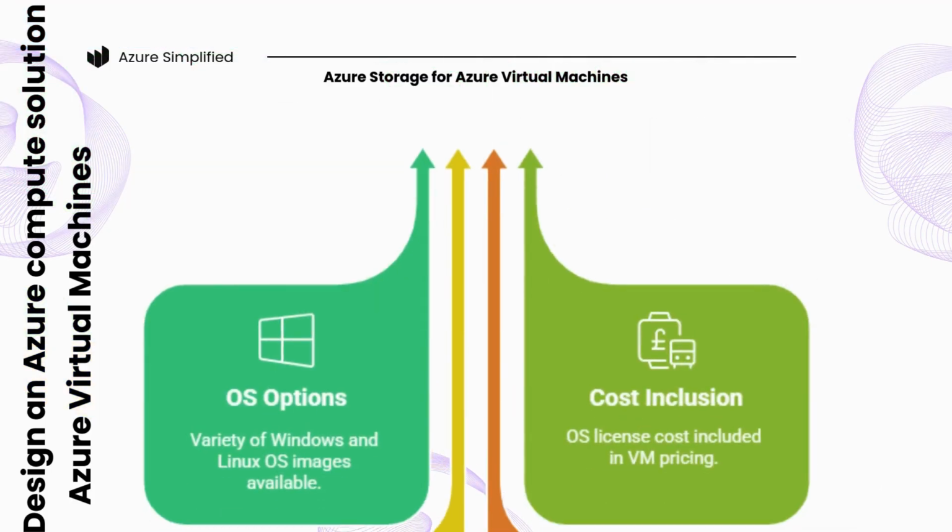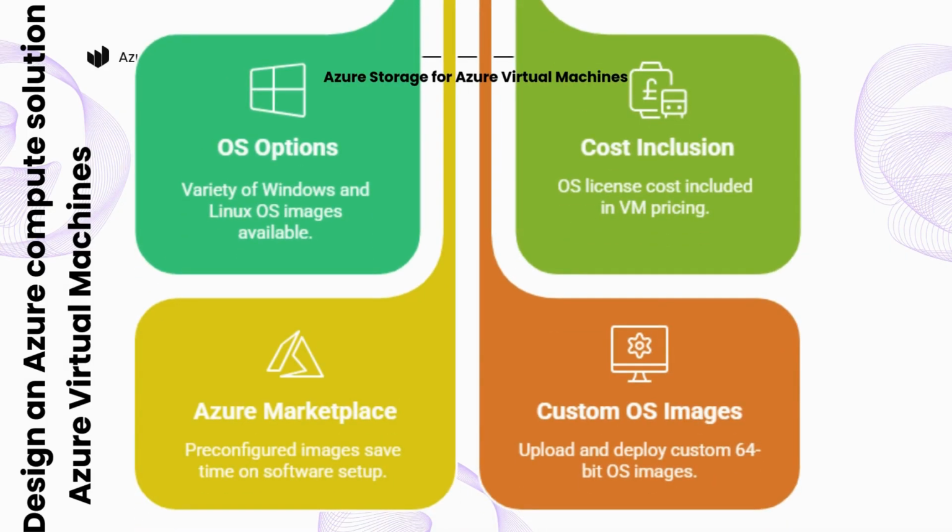Operating system in Azure Virtual Machines. OS options. Azure offers a variety of Windows and Linux operating system images. Cost inclusion. The OS license cost is bundled into the VM pricing. Azure Marketplace provides pre-configured images with software stacks, example, WordPress with LAMP stack. Saves time by avoiding manual installation of each component. Custom OS images. Users can upload their own disk images to Azure storage and deploy VMs. Only 64-bit operating systems are supported. Azure simplifies OS selection by offering ready-to-use and customizable options for VM deployment.